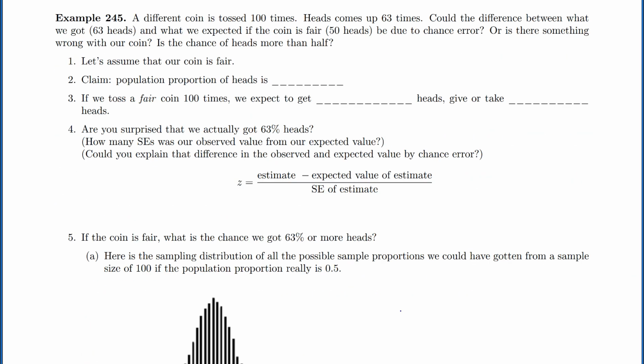So now let's try a different coin. We're going to toss it 100 times. Heads come up this time 63 times. Could the difference between what we got of 63 heads and what we expect of the coin's fair of 50 heads be due to chance error? Or is there something wrong with our coin?